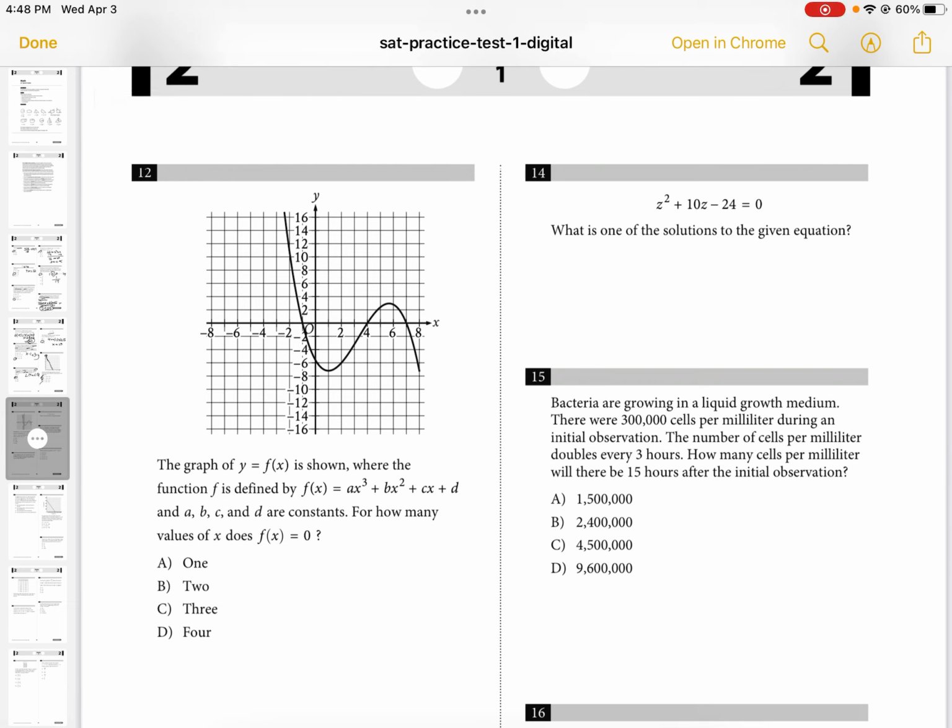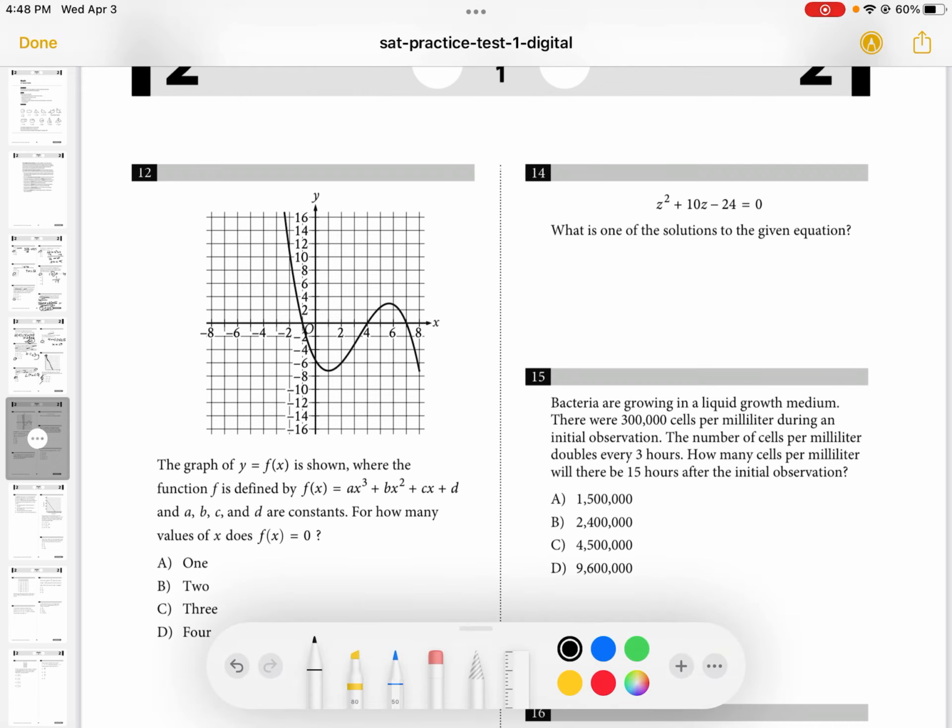Number 12. The graph of y equals f of x is shown, where the function f is defined by f of x equals ax cubed plus bx squared plus cx plus d, and a, b, c, and d are constants. For how many values of x does f of x equal 0? So we're just looking for the zeros of the function, or x-intercepts. We can look at the graph they give us. The graph intersects the x-axis 1, 2, 3 times. So we have 3 zeros.